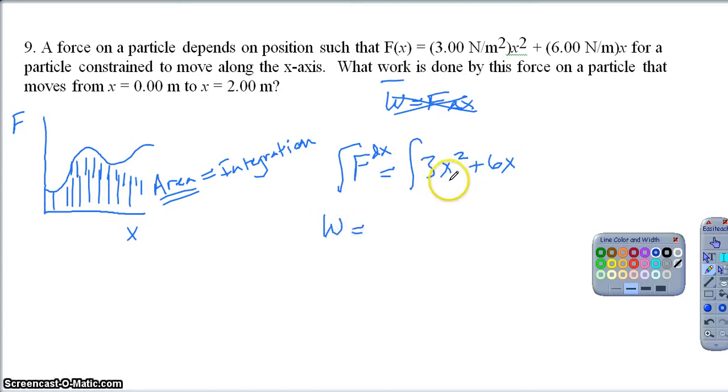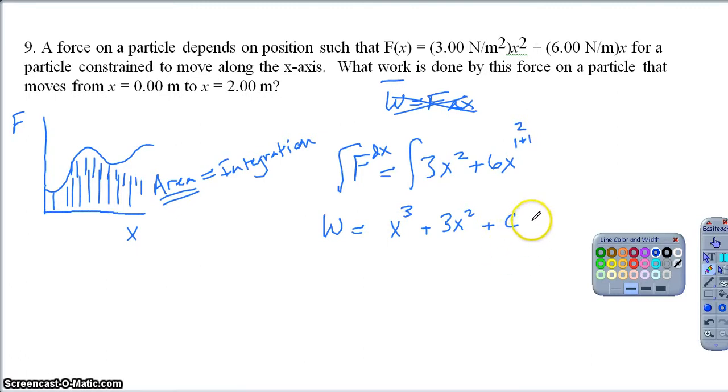When I integrate this side, I make the power bigger and then divide by the new power. So I make this a 3 and then divide by 3. I end up with just x to the third plus, I now make this a 1 plus a 1, so a 2, and then divide by that new power of 2, so 3x squared. And then I do have my plus c that I want to make sure I don't forget. They don't tell me the initial position or the initial force based on position, so I don't necessarily have a way of finding c.